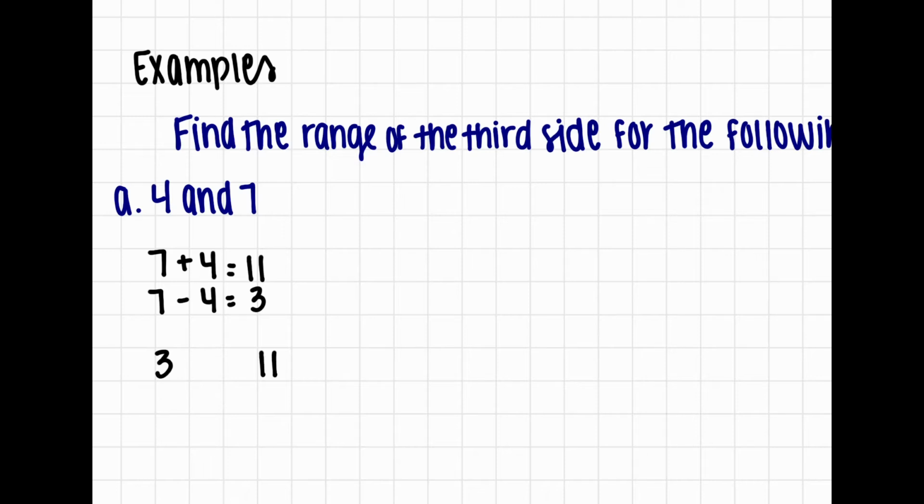We don't know what that third side is, so we're going to call it x. And then what you're going to do is write less than signs between the number and the variable and the number. So this reads as 3 is less than x, which is less than 11. All this says, though, is that third side falls somewhere between the numbers 3 and 11. That's your answer. You're done. So you're going to add the numbers together, you're going to subtract them, and then write it as an inequality.